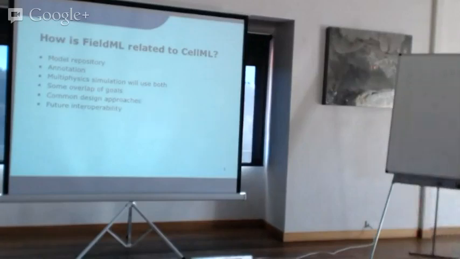There's some overlap of the goals, and I think in the years to come there'll probably be some kind of a merger of the two standards. I think sooner than that there'll be some need for some kind of interoperability, maybe. For example, a CellML model using some of the data that comes from a FieldML model. So those are just some ideas that have been floating around. Because a lot of the people involved in the FieldML project have been quite heavily involved in the CellML project as well, there's quite a lot of common approaches, and I think it'd be there anyway, even if it weren't for the same people being involved.